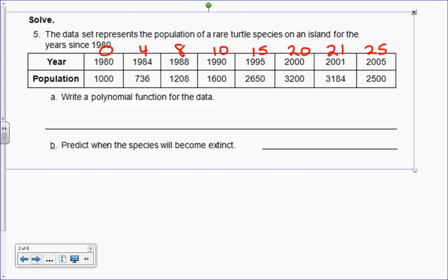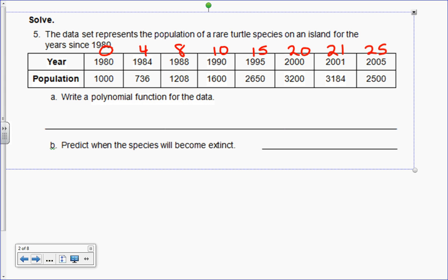So let's put the data in, and I'm going to project the steps for the data on your test tomorrow, okay? But the first thing you would press is stat and then enter. We're going to put the numbers we changed the years to in for the x's. So we're going to put 0, 4, 8, 10, 15, 20, 21, 25. And then we're going to put the population values in y.